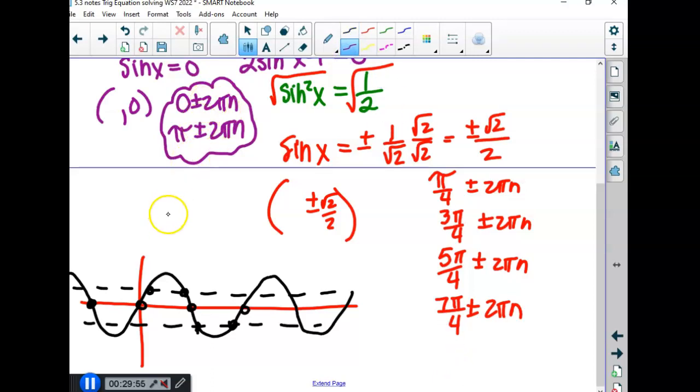These are actually pi apart, so you could say 0 plus or minus pi n. These are actually straight across from each other, so you could have said plus or minus pi over 4 plus or minus pi n. Okay, that's probably one of the shortest ways to write it. You don't have to. Write them all out is fine with me.